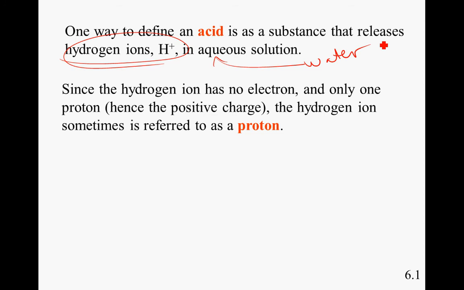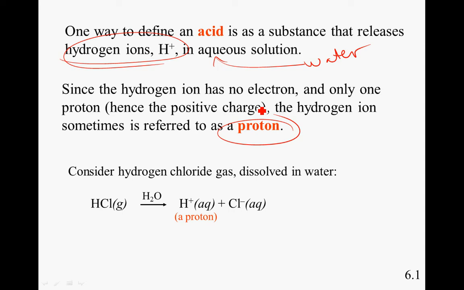A hydrogen ion is a hydrogen atom that has lost an electron. Hydrogen is the very first atom on the periodic table, so it has an atomic number of 1. This means that it has 1 proton and 1 electron. If it loses that 1 electron, all that is left is a proton. This is why hydrogen ion is sometimes simply referred to as a proton.